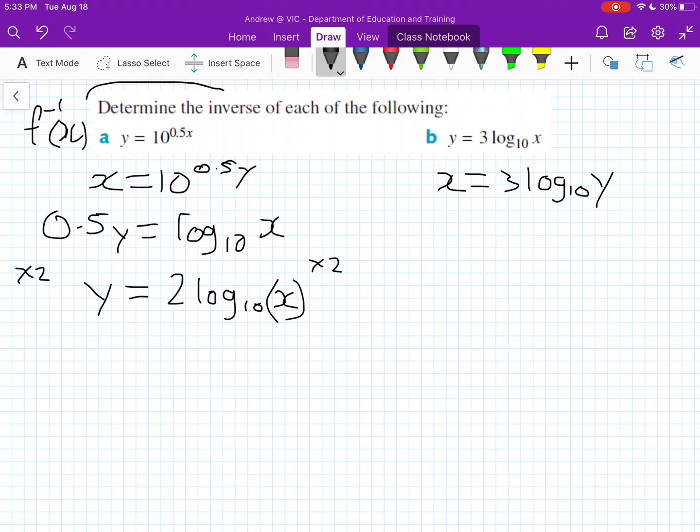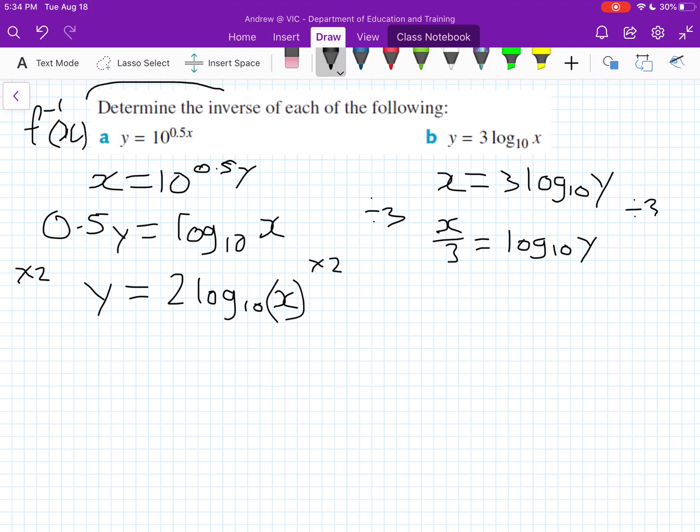So there's a couple of ways you can do this. You can use your log laws to make it y to the power of 3, but we want this y by itself, and we need log 10y by itself. We don't want this 3 on this side. So you can make it y to the power of 3, or I'm going to divide by 3 here to make it x over 3 is equal to log 10y.